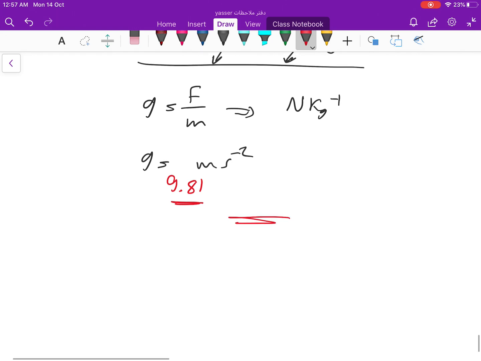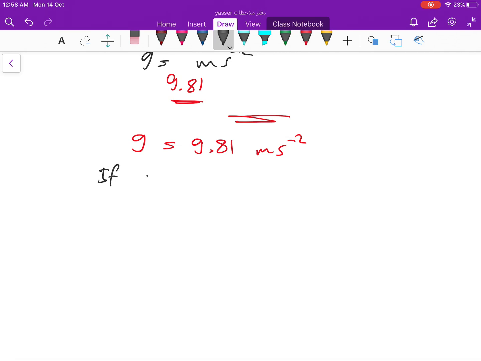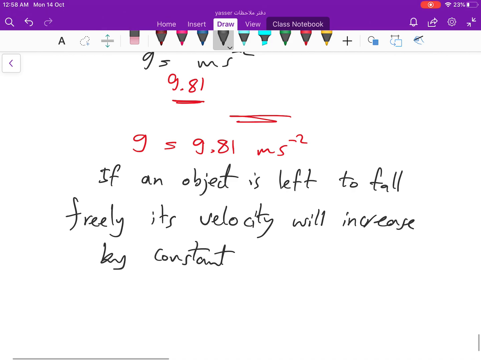Okay, guys. If we have an object left to fall freely, the object will accelerate uniformly until it hits the ground with the maximum velocity. So if the examiner asks what is meant by the free fall acceleration being equal to 9.81 meters per second squared, we can say that if an object is left to fall freely, its velocity will increase by a constant rate, 9.81 meters per second every second.